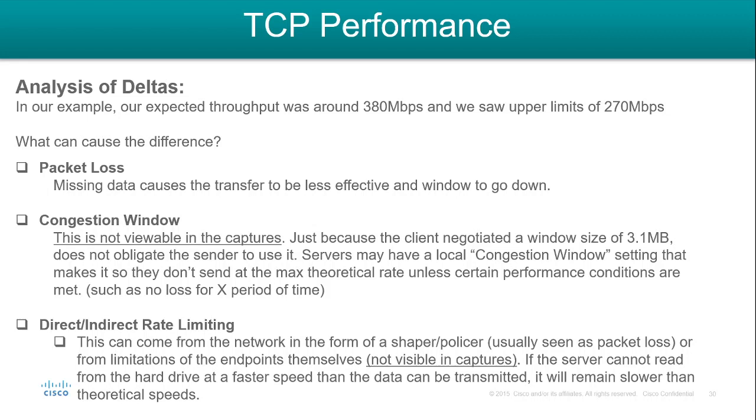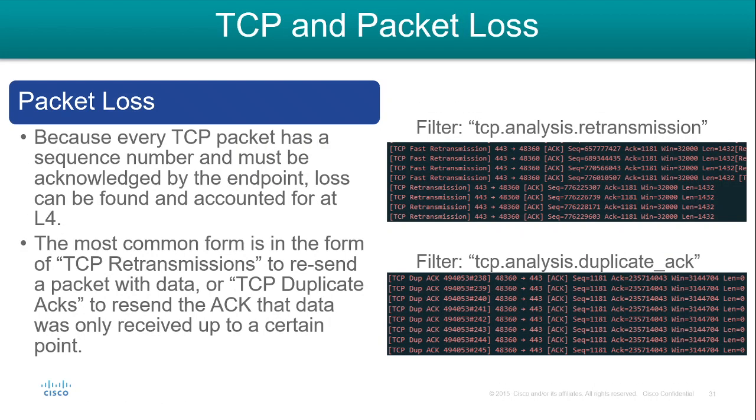Now, when it comes to solving for these, let's first talk about packet loss. As we discussed earlier, every single packet is going to have a sequence number that must be acknowledged by the endpoint. But if the packet goes missing, how do we know which individual piece was there? It's a combination of looking at the number of duplicate retransmissions or acknowledgments. The way we can filter these out in Wireshark is with the tcp.analysis.retransmission filter or the tcp.analysis.duplicate_ACK. And there's a couple different flavors of these.